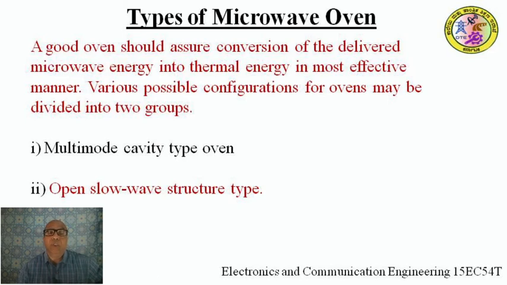a good oven should assure conversion of the delivered microwave energy into thermal energy in the most effective manner. Various possible configurations for ovens may be divided into two groups. One is the multi-mode cavity type oven and the second is the open slow wave structure type. So you only have to remember these two types: multi-mode open cavity and the open slow wave type.